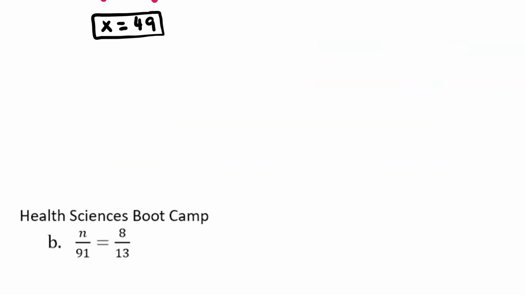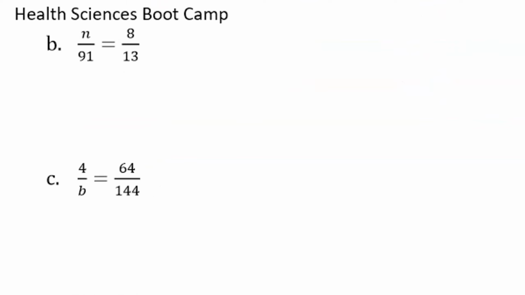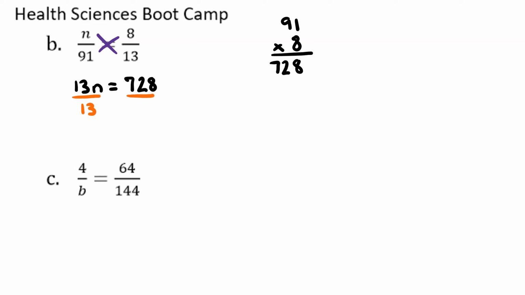Let's try another one. Let's try n over 91 equals 8 over 13. So I'm going to do my cross multiply, and I'll have 13n equals 8 times 91. I don't think I can do that in my head. So let me do it real quick over here. 91 times 8. So that would be 8 and 72. So 13n equals 728.